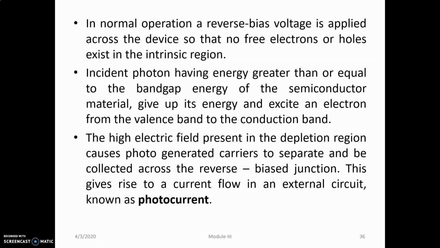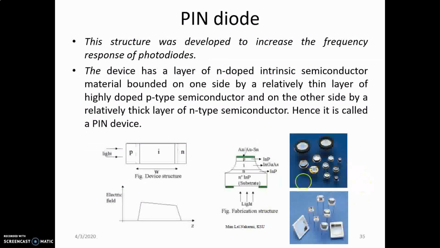In normal operation, a reverse bias voltage is applied to the pin diode. So what is going to happen if I apply a reverse bias voltage across the device? No free electron or hole exists in the intrinsic region. Under reverse bias, all the electron-hole pairs existing at the junctions of P and I and also I and N are pulled away across the reverse-biased junction, so that no free electrons can exist in the intrinsic region, as you can find in the image.